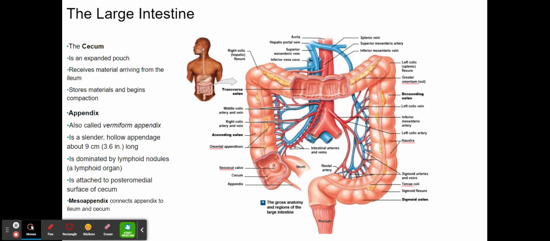Materials arriving from the ileum first enter an expanded pouch called the cecum. The ileum attaches to the medial surface of the cecum and opens into the cecum at the ileocecal valve. The cecum collects and stores materials from the ileum and begins the process of compaction.